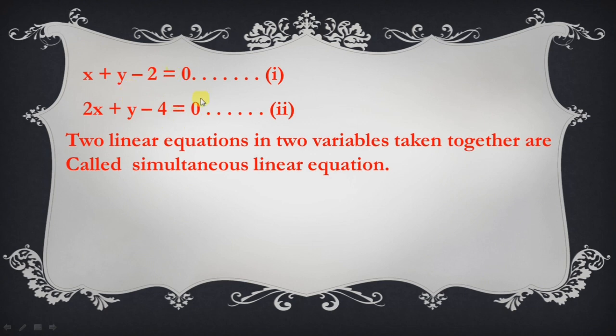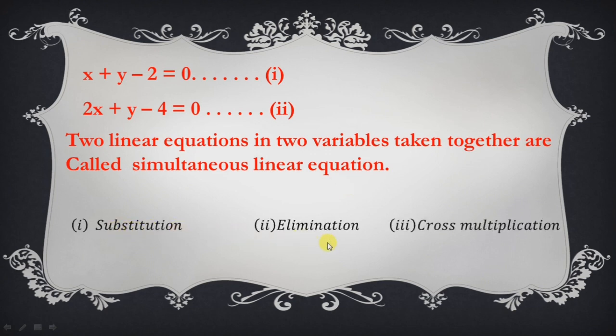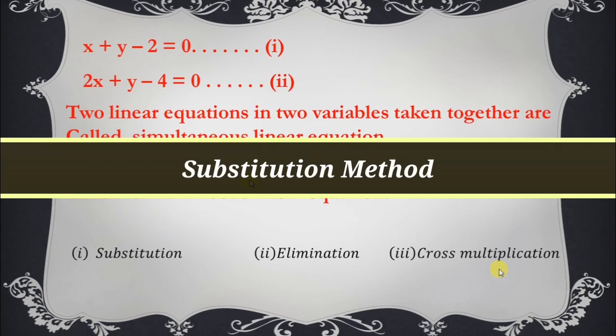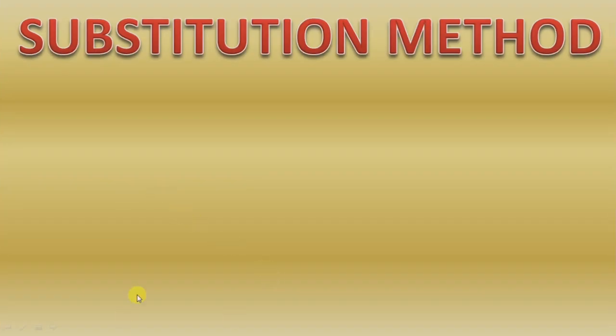In this type of equations we will get a particular solution for x and y. That means we will get the particular values of x and y which satisfy both the equations. We'll discuss it afterwards. Simultaneous linear equations can be solved by the substitution method, elimination method, and cross multiplication method. So now let's discuss the substitution method in this lesson.